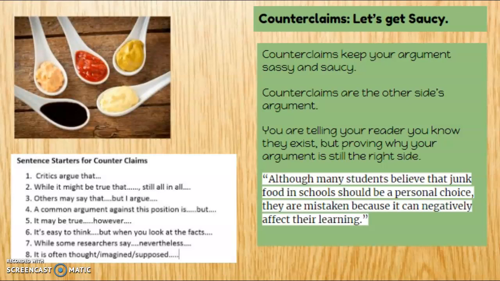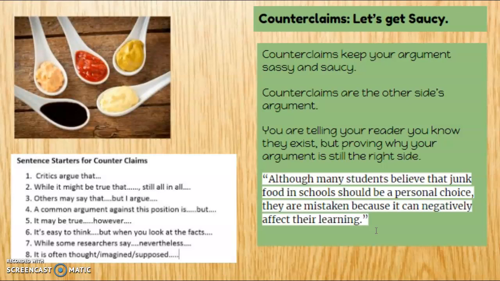So many of you, I'm sure, like your Cheetos, you love your junk food in schools, and many of you might even argue that we should have it. So this counterclaim is looking at that. Although many students believe that junk food in schools should be a personal choice, I'm sure many of you do, they are mistaken because it can negatively affect their learning. So that's critical right there.